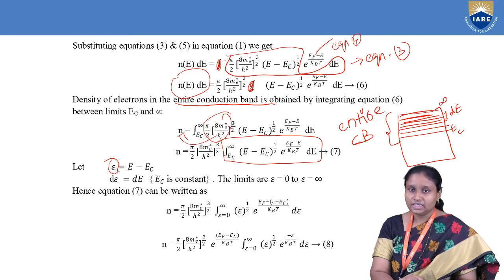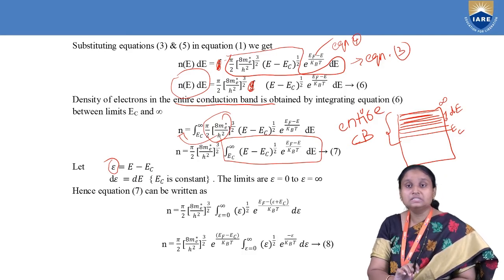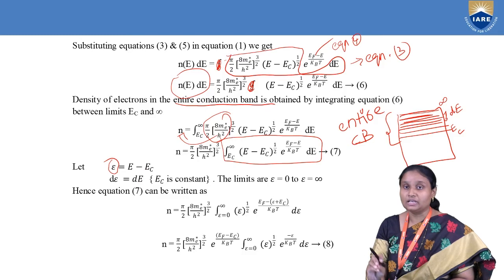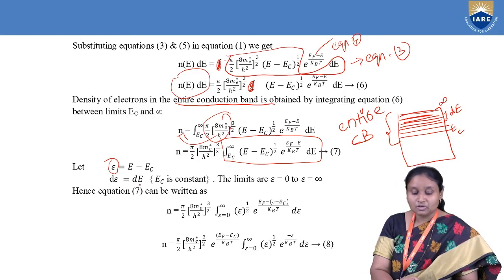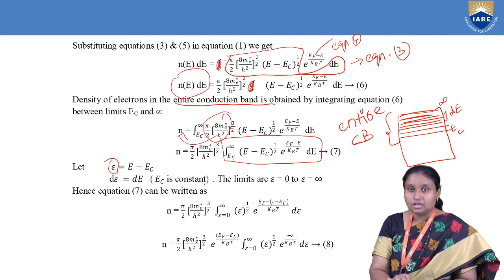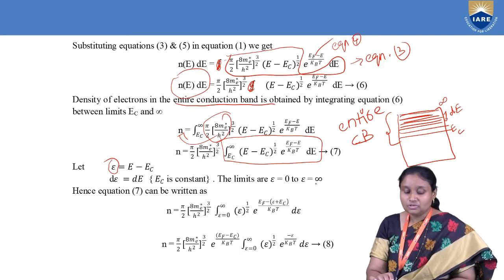And if we differentiate it, d epsilon is equal to dE because EC is constant. So EF, EC, EV, all these are constant energy values. So here d epsilon is equal to dE as EC is our constant. Now limits will also change.